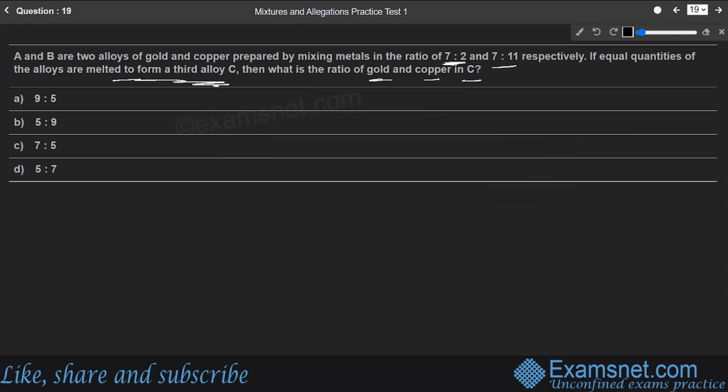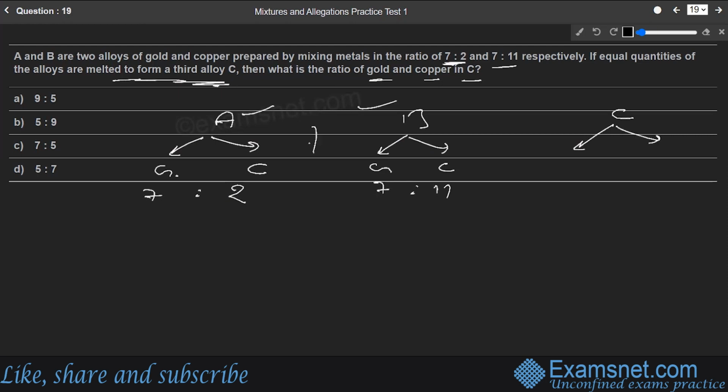So what he's saying is, he has a first type of alloy in which the ratio of gold to copper is 7 is to 2. He has a second type of alloy in which the ratio of gold to copper is 7 is to 11. So there are two types of alloy with two different compositions of gold and copper. He says when equal quantities of these two are mixed, a new alloy called C is formed, and he's asking what composition of gold to copper the resultant alloy has. That ratio they are asking for. This is the situation.